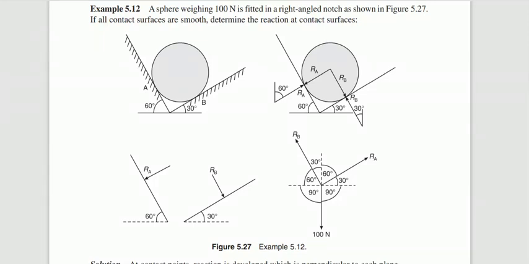So okay, now we can start with the problems on the spheres. If the sphere is given and it is fitted with some notches or any smooth surface, then how are you going to find out the reactions as well as the unknown forces?